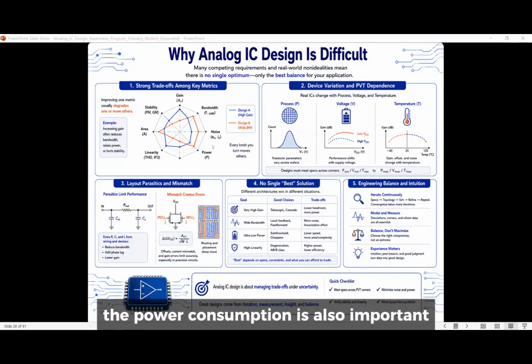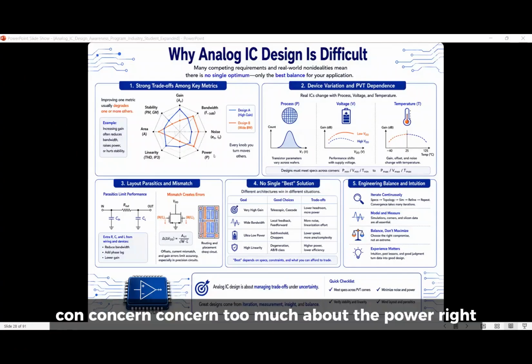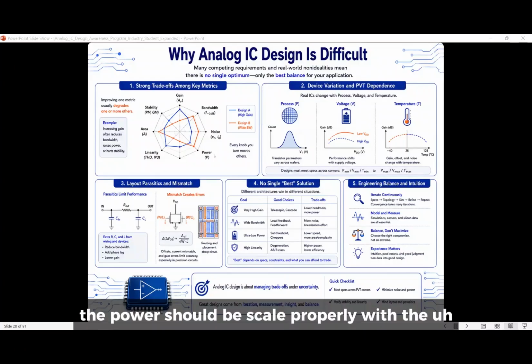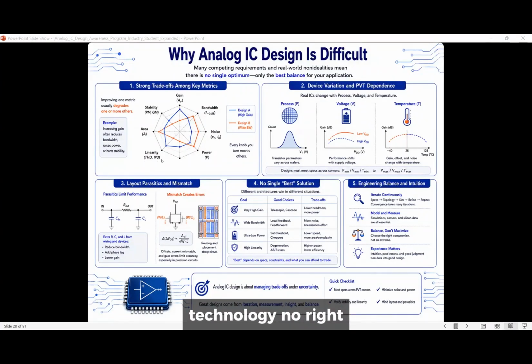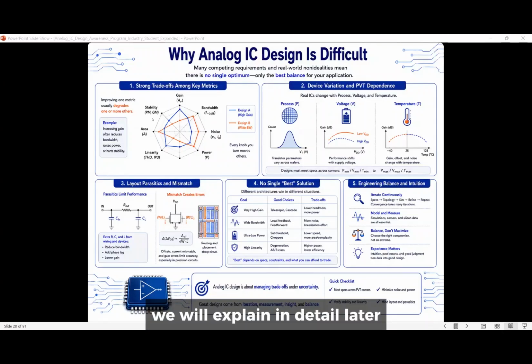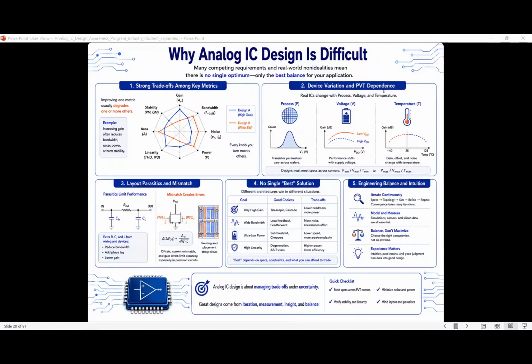understand, right? The power consumption is also important, because the customer is very concerned about the power, right? In the future trend, the power should be scaled properly with the technology node, right? Also the linearity, right? The THD and the IP3. IP3 we will explain in detail later. And the area, stability, phase margin, gain margin, something like that.